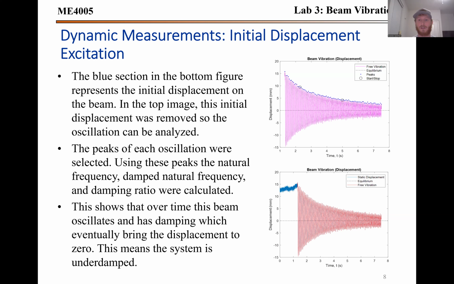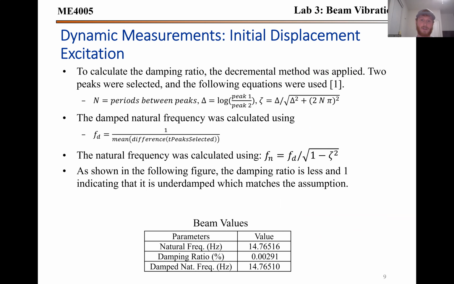And then you can see over time, the beam oscillates towards zero displacement, showing that it's underdamped. And then here we used these following calculations to figure out what the natural frequency, the damped natural frequency, and the damping ratio were, using these equations here. And this is called the logarithmic decrement method.